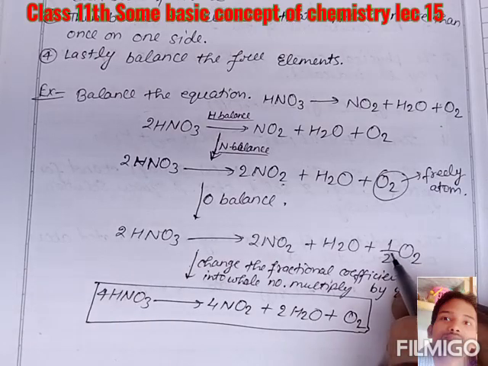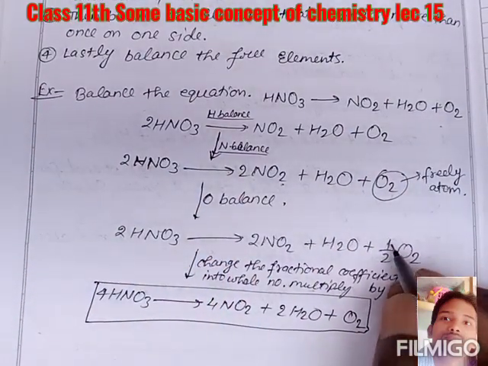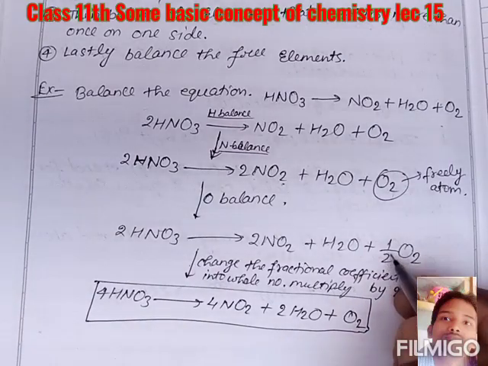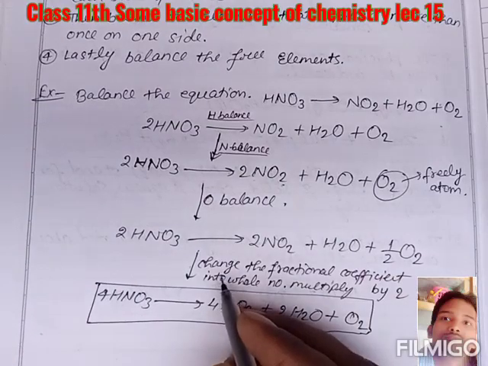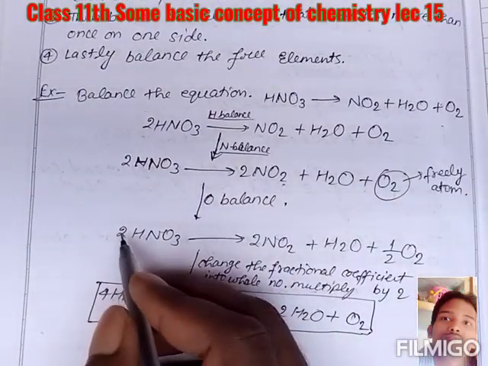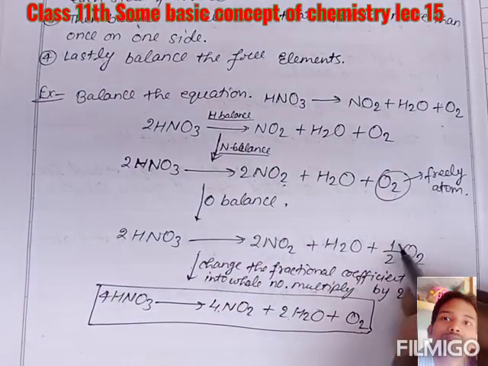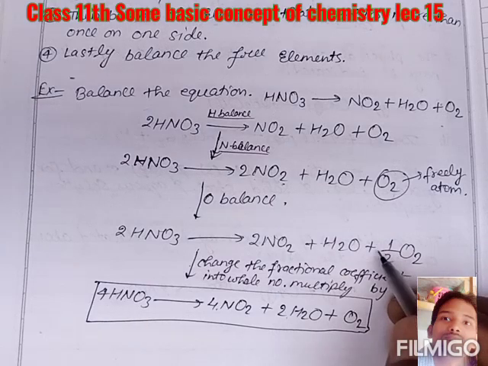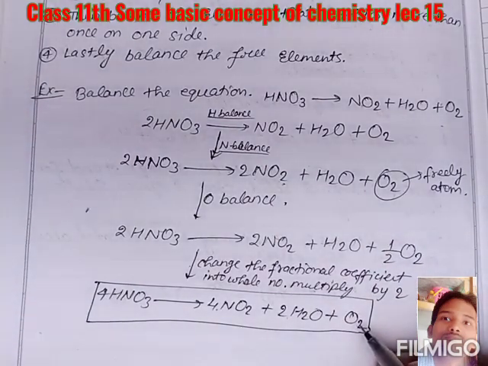Now change the fractional coefficient. This is also right as it is, but if you want to remove the fractional coefficient, you can multiply both sides by a suitable number. So change the fractional coefficient into a whole number by multiplying by 2. So 2 times 2 is 4, and 2 times 1 by 2, if you multiply by 2, the 2s cancel out and O2 will exist in free form.